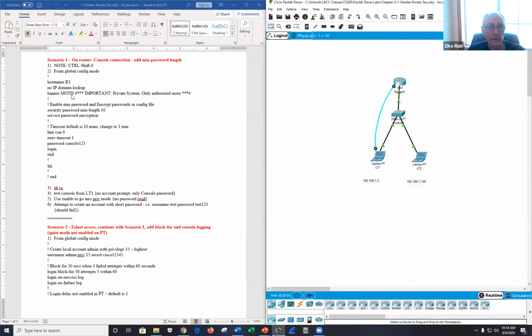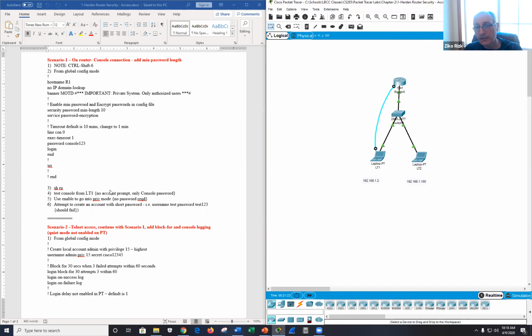Okay. So we have, and now enable minimum password and encrypt password in the config file. So security password minimum length is 10. I'm saying the password should be a bare minimum of 10 characters. Service password encryption. This means if you're not using secret to create your password, the password is going to be saved in the configuration file unencrypted.